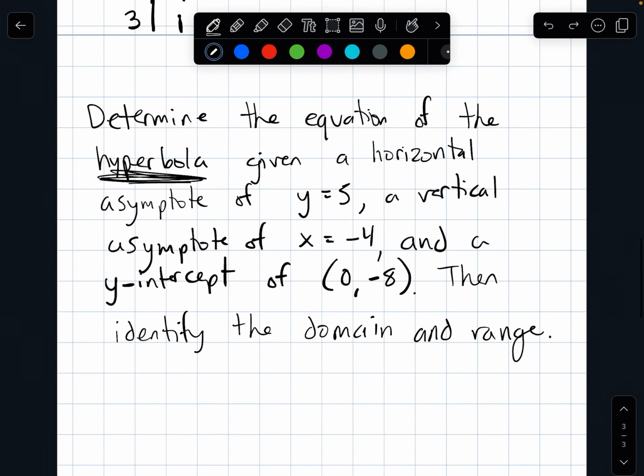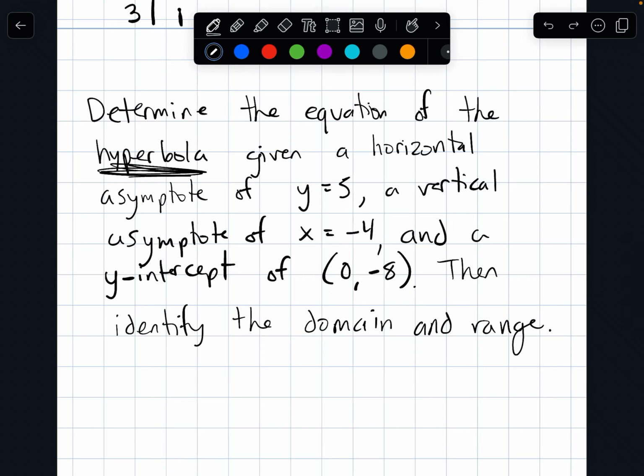All right. Given a horizontal asymptote of y equals 5, a vertical asymptote of x equals -4, and it has a y-intercept of (0, -8). We then want to identify the domain and the range, all right? When I look at a problem like this, I know that the horizontal asymptote is y equals 5, and I know that the vertical asymptote is x equals -4. All right, so I'm going to start with that information.